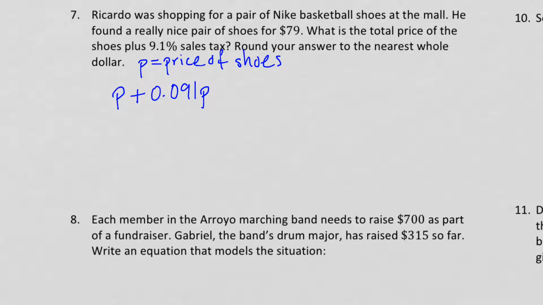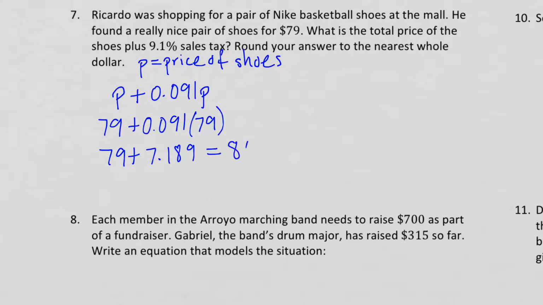And now we do know what the price of the shoes is, 79. So plug in 79 for P. And so it's 79 plus 0.091 times 79. Go ahead and do that part in your calculator to figure out what the price is. My calculator says that 0.091 times 79 is 7.189. So I'm going to add those two together to get the total price, which is 86.189. But it does say round your answer to the nearest whole dollar. So that's going to be $86. That's the cost of the shoes after sales tax.